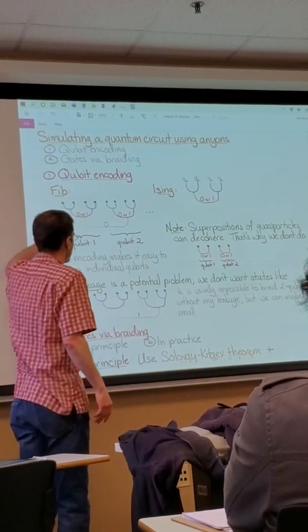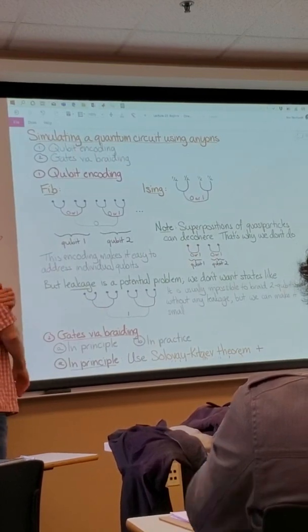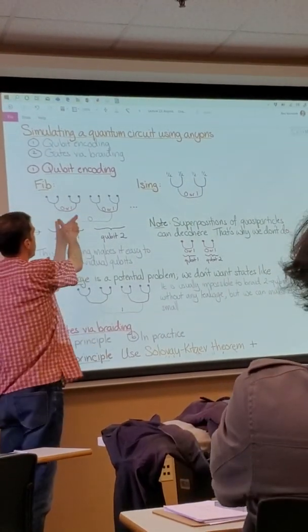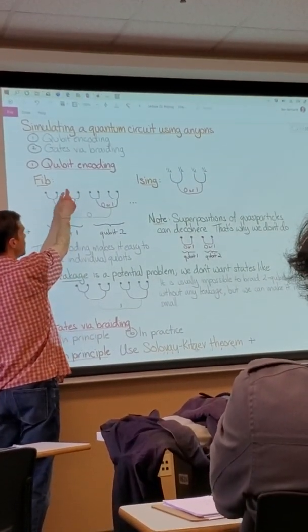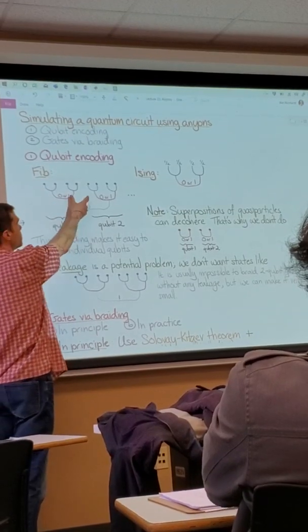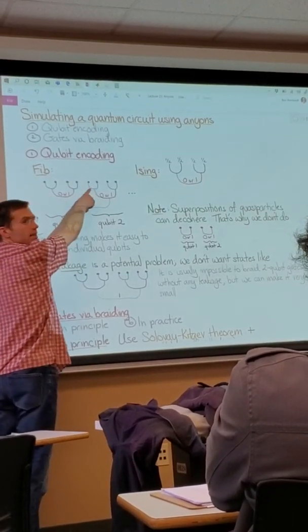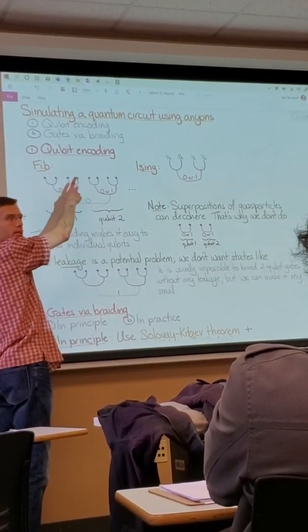Okay, so that's how we encode. Then how do we compute? What we compute is, if I want to do a 1 qubit gate, I can mix these guys up to do something. If I want to do a 2 qubit gate, I have to mix these guys with these guys by braiding them around.